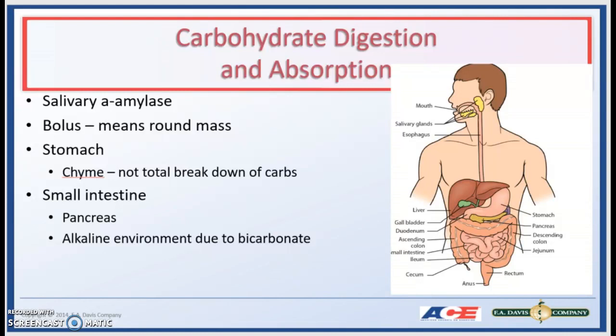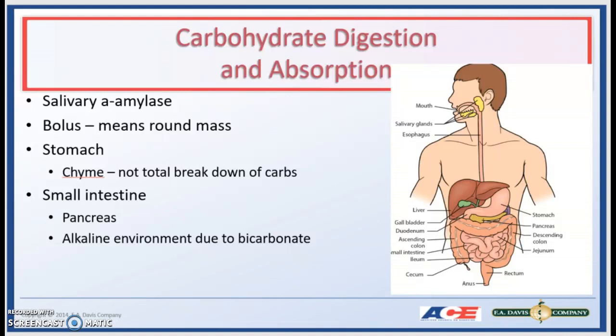And a bolus just means a round mass, and so you chew your food, and obviously that moves down into your stomach. And while in your stomach, it forms what's known as chyme. And that is not completely broken down because the pH of your stomach is not strong enough to break it down. So it moves from your stomach into your small intestine, and then you have your pancreas, which also produces enzymes, which begin to break down that carbohydrate.